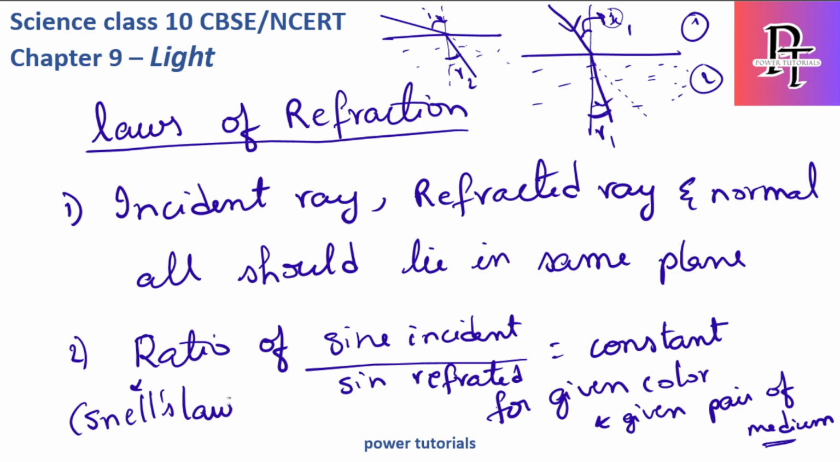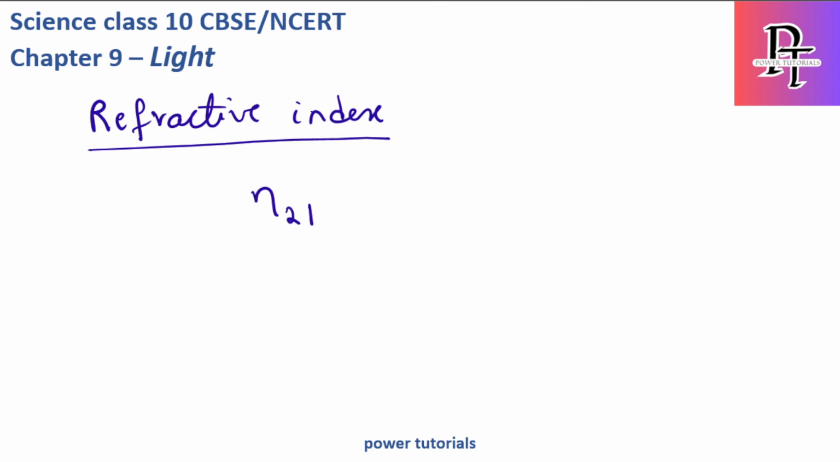So what is Snell's law? It says that the ratio of the sine of the incident angle by the sine of the refracted angle is always constant for a given color of light and a given pair of media. Okay, these are the laws of refraction. So now we'll study another topic, which is refractive index.